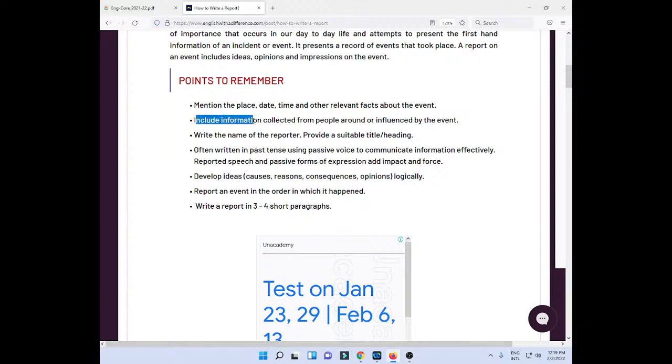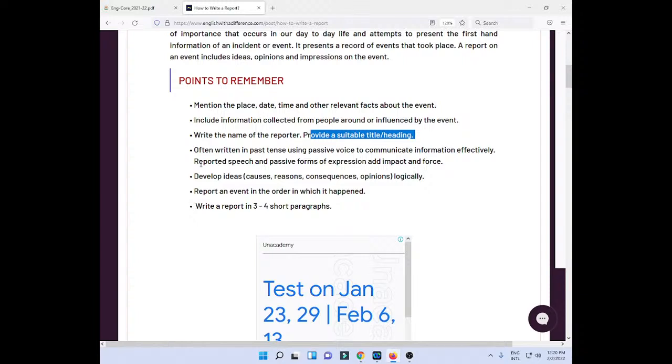You have to include information collected from people around or influenced by the event. You need to write the name of the reporter and provide a suitable title or heading. So you need to write the name of the reporter, the person writing the report. Suppose you are a reporter, so your name should be written, of course. And you need to also provide a suitable title or heading.